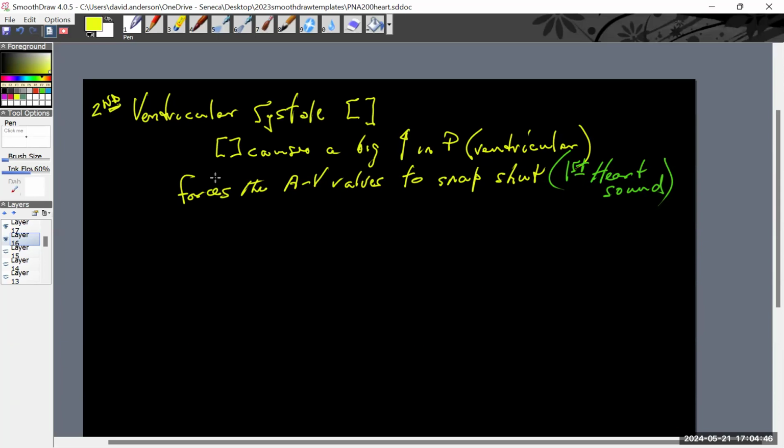Sorry, we force the AV valves to close, and that's going to add even more pressure inside the ventricle because, at least briefly, there's nowhere for the blood to go, and the walls are continuing to contract. So next, the semilunar valves open.